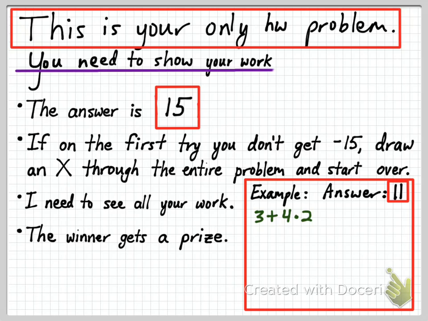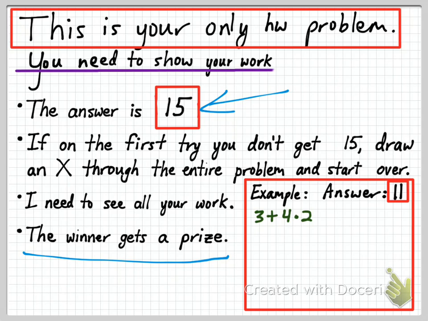So here's your deal. This is your only homework problem. You need to show your work, and I'm going to give you the answer. Okay, the answer is 15. So you keep going until you get 15. If on the first try you don't get, not -15, but if on the first try you don't get 15, draw an X, a big X through the entire problem and start over. Okay, I need to see all your work, and the winner gets a prize. All right, so you don't know how to win, but if you win, you get a prize.